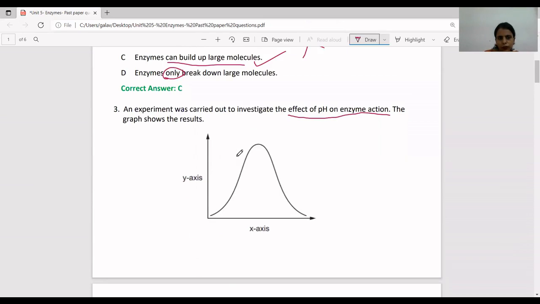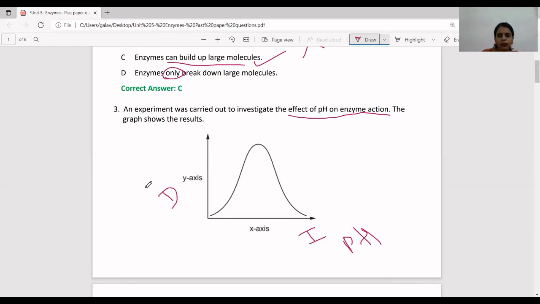y-axis. Now if you read the question again, the experiment is about investigating the effect of pH on enzyme action. Now always remember that whenever we talk about plotting of a graph, on the x-axis we always label the independent variable. Okay, and on the y-axis we always label the dependent variable. Fine. So in this experiment, the effect of pH on enzyme action, pH is our independent variable. Okay, what are independent and dependent variables? I'll explain to you in the next question.